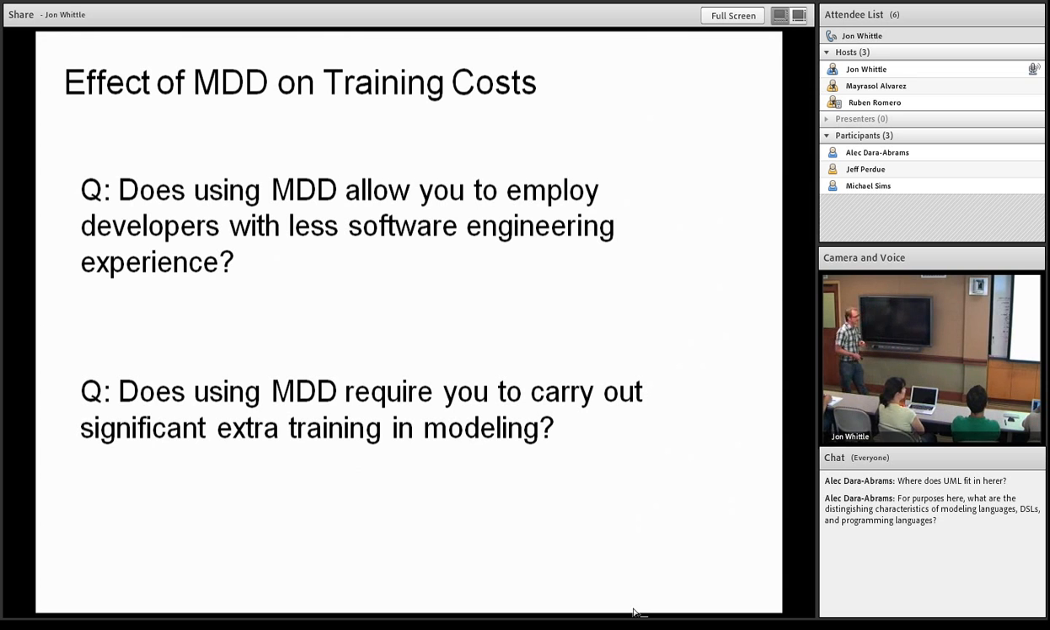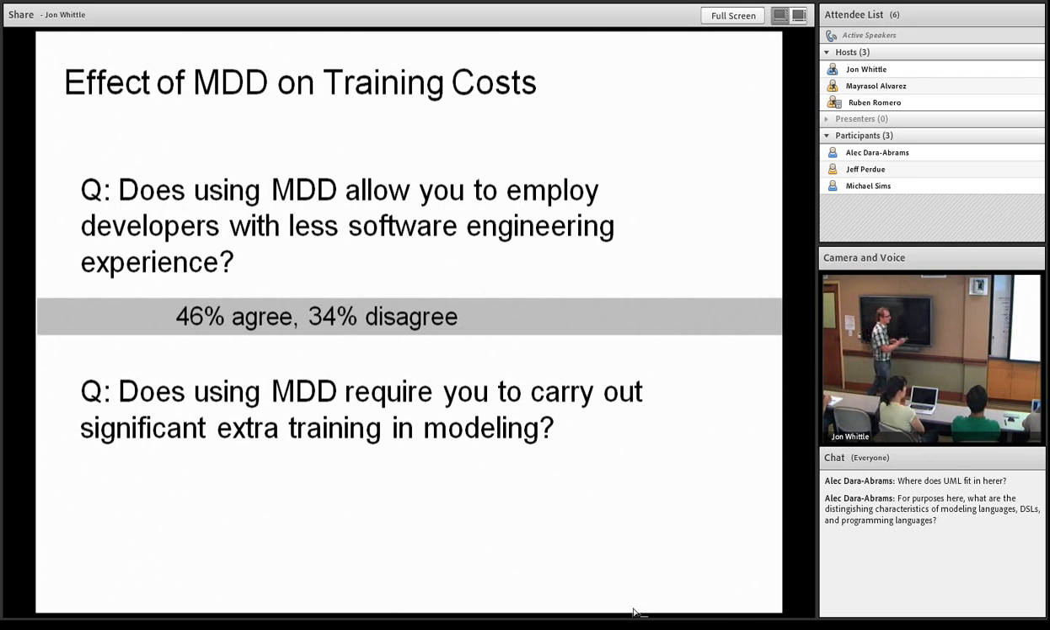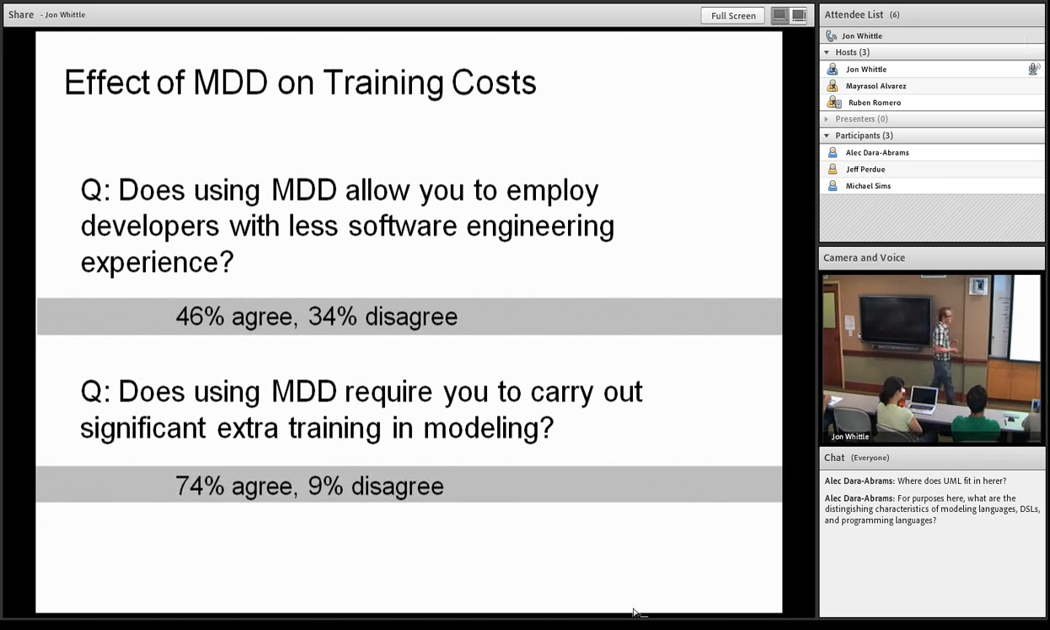And so the truth is that we don't really know too much here, because almost half of the people said that actually it does allow them to take on people with less experience, but a significant majority said that they are required to do extra training. So perhaps if you interpret that, you can say that MDD does increase the amount of cost you have to spend on training.